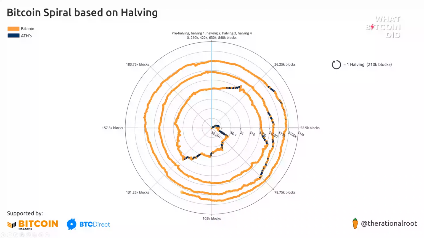Okay, so listen, if you're listening to this on the audio, we're obviously going to recommend you go and check the video out, the YouTube, because we're going to be using a lot of charts here. At the same time, I will do my best to try and explain what's going on. But we're going to start with the Bitcoin spiral based on halving.